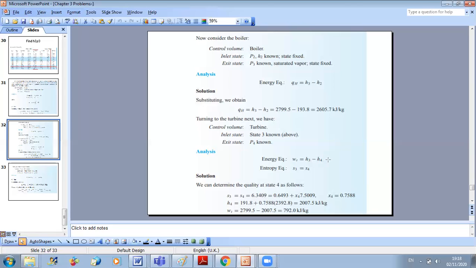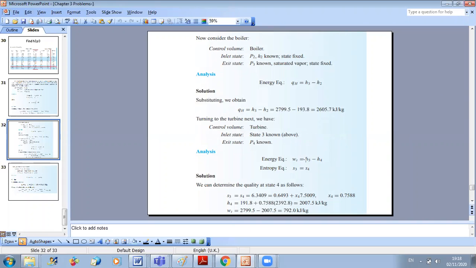Because H3 is higher than H4 since your turbine is producing work, okay? So you should take H inlet minus H outlet. While for the pump to obtain a positive work, you should take H outlet minus H inlet, okay?